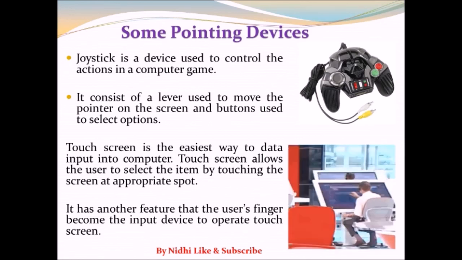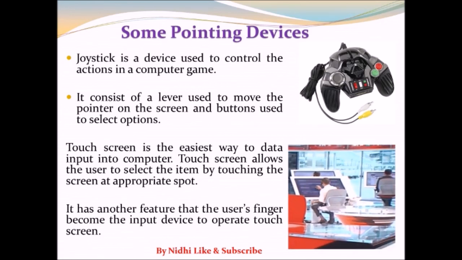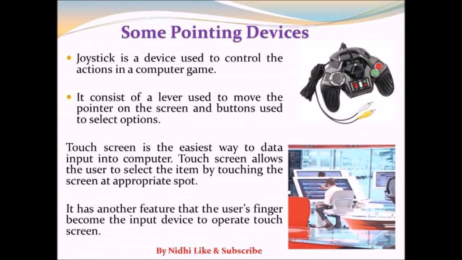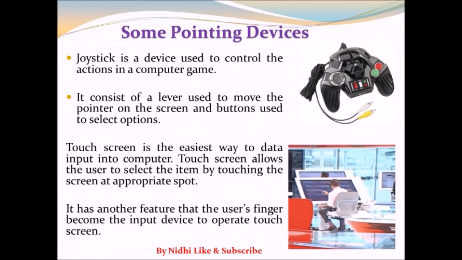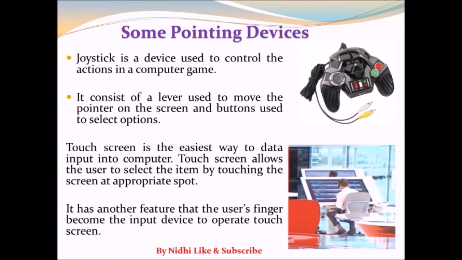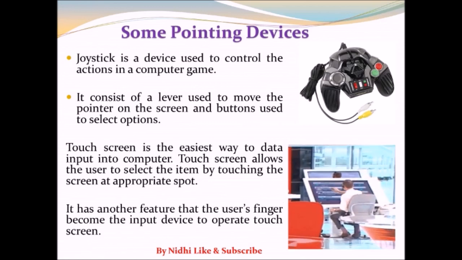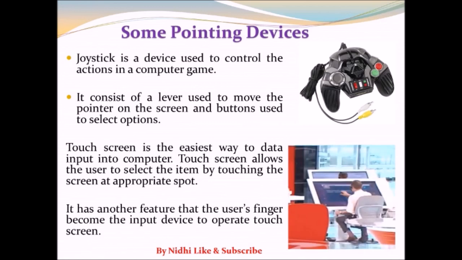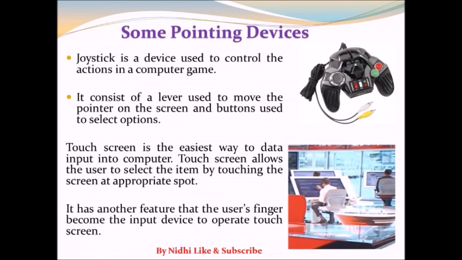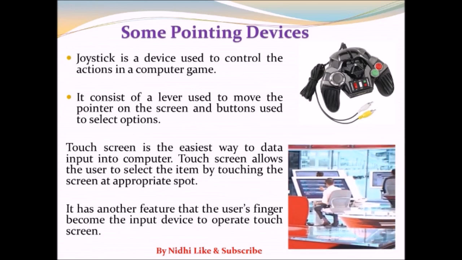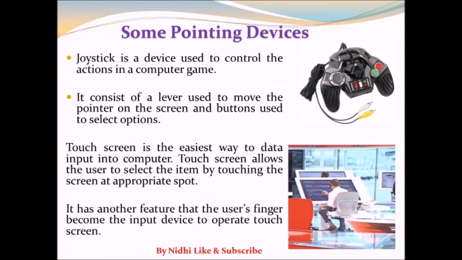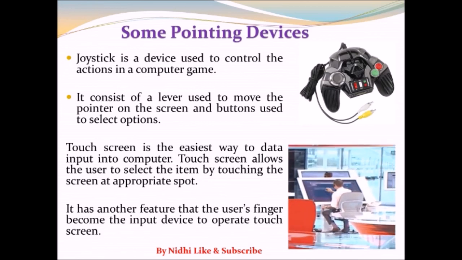It consists of a lever, the upright part, or handle you can say, used to move the pointer on the screen, and buttons used to select the options. And here you can see a touch screen also. It is the easiest way to enter data in a computer. A touch screen allows the user to select an item by touching the screen at the appropriate spot. It has another feature: the user's fingers become the input device to operate the touch screen. So this is about the touch screen. Okay. Next input device is the microphone.